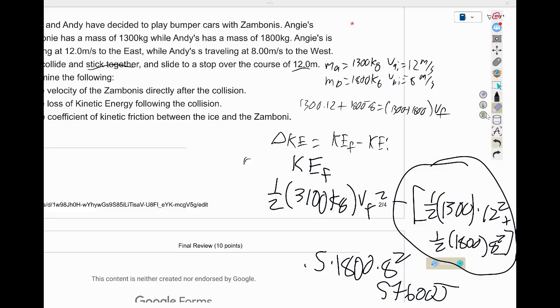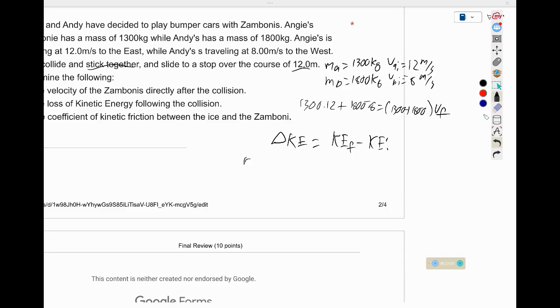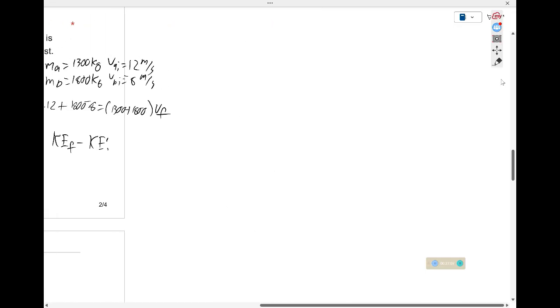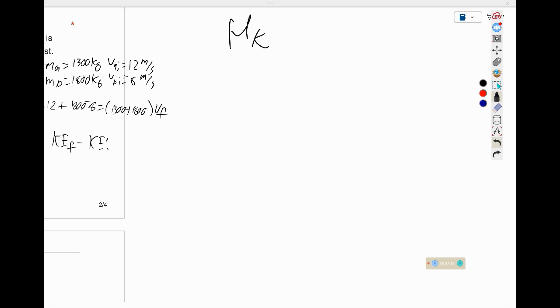Okay, there we go. Sorry. Let me go back here. So let's take a look at that last part, the coefficient of kinetic friction. Here's the thing: the coefficient of kinetic friction equals the force of kinetic friction over the normal force. I'm going to set this up like this. Over here, we're going to find the force of kinetic friction. Over here, we're going to find the normal force.